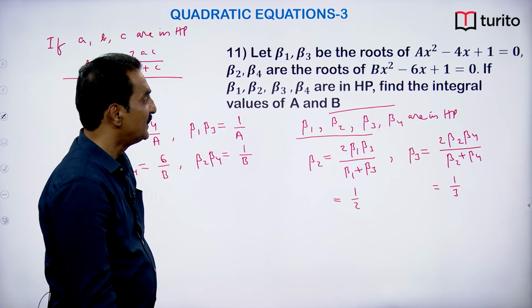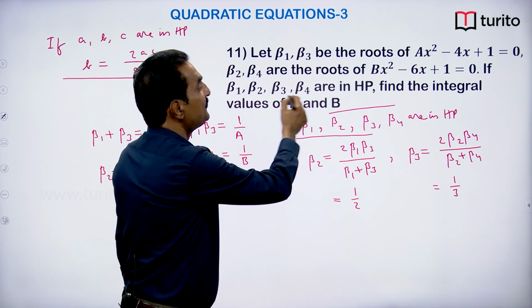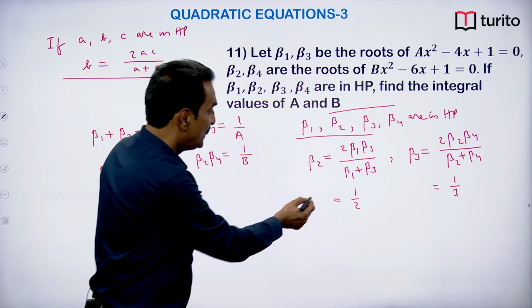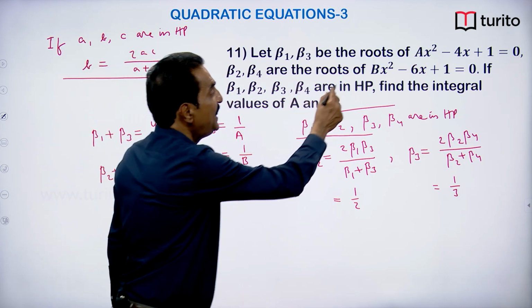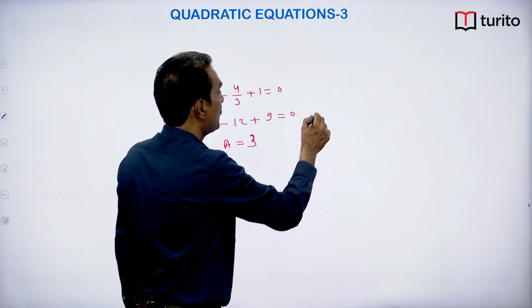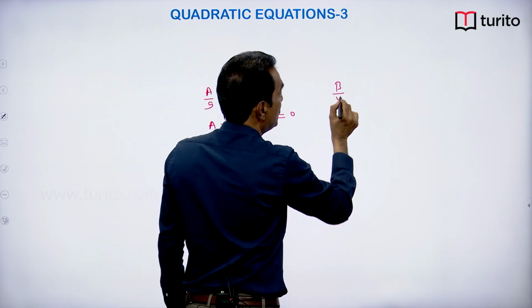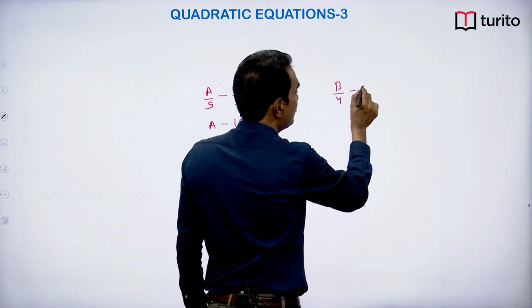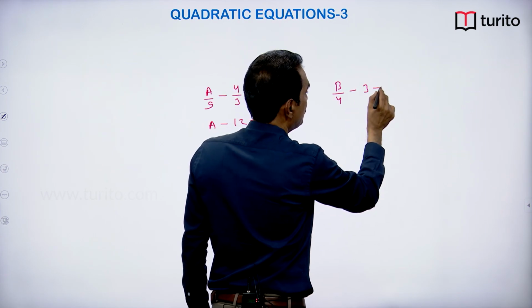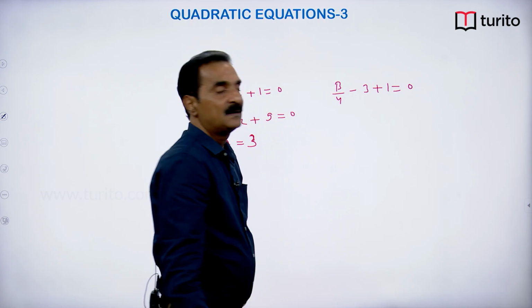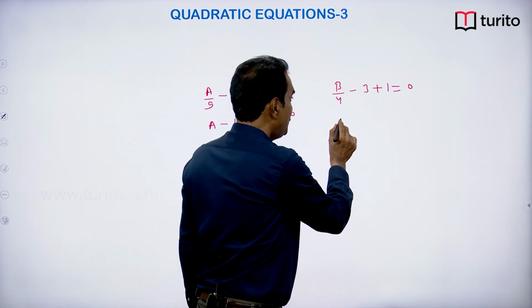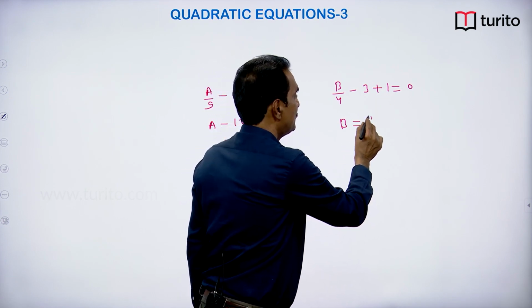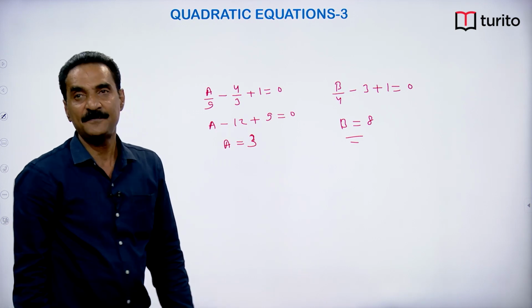Similarly, beta 2 is a root of the second equation. So, if I substitute x is equal to 1 by 2 in the second equation, B into 1 by 2 whole square, B by 4, next minus 6 into 1 by 2, minus 3, plus 1, then you will get B is equal to how much? 8. So, we got the values of A and B.